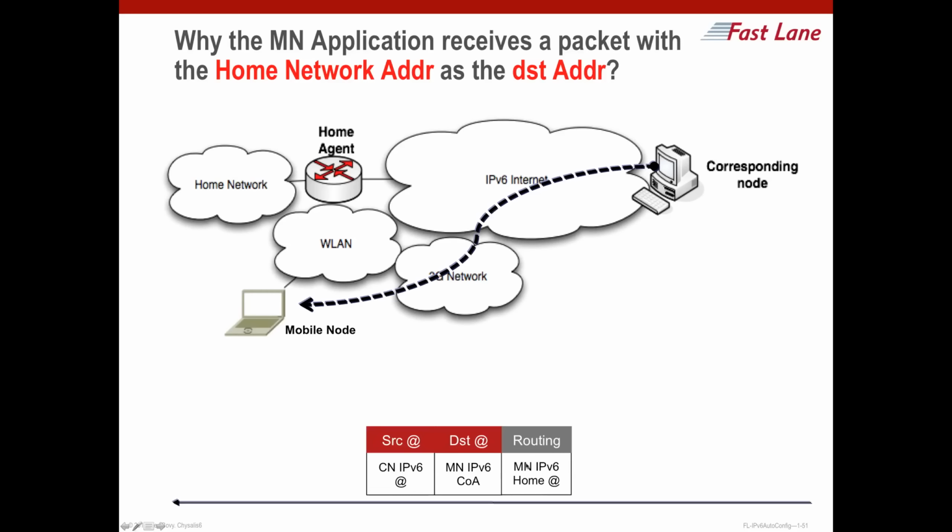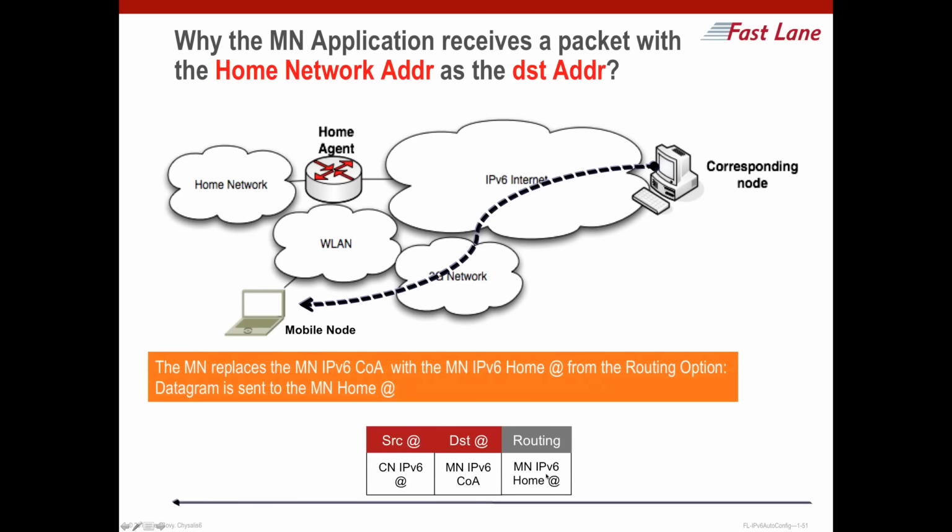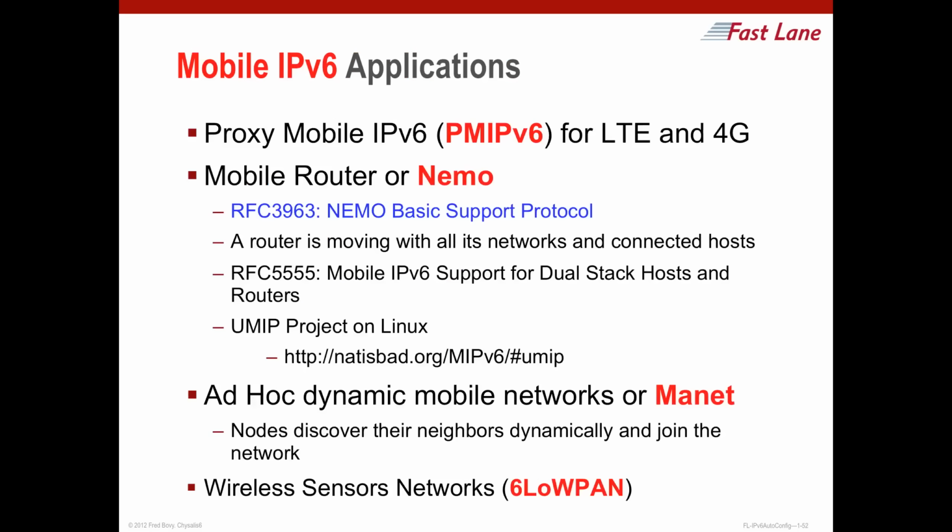So the application on the mobile node again receives the packet whose destination is the mobile node IPv6 home address, and again it is transparent for the application that the mobile node is no longer on its home network address. So that's the base of many applications. Actually, mobile IPv6 is the base for many applications.